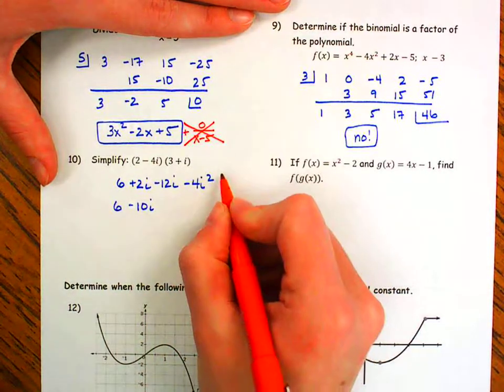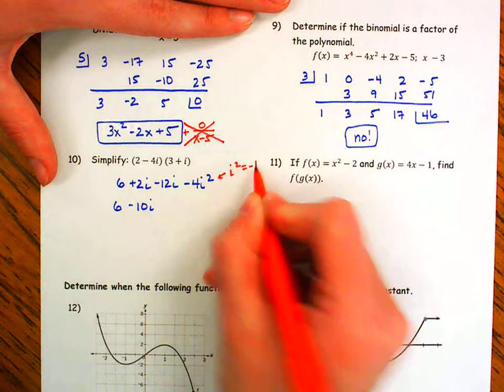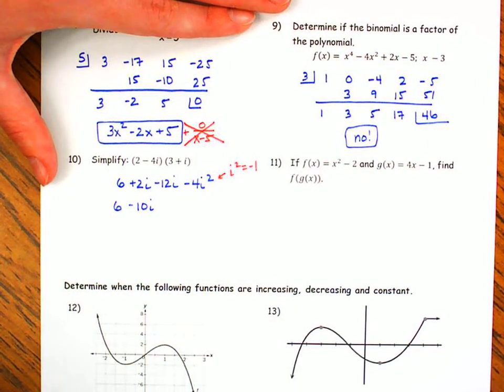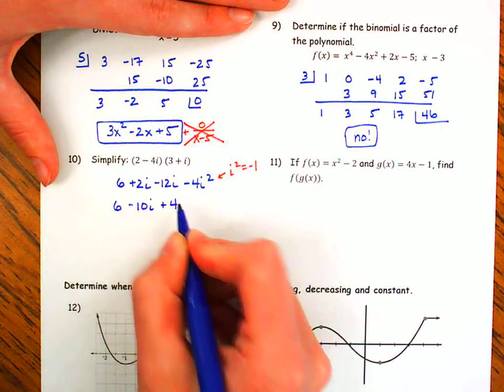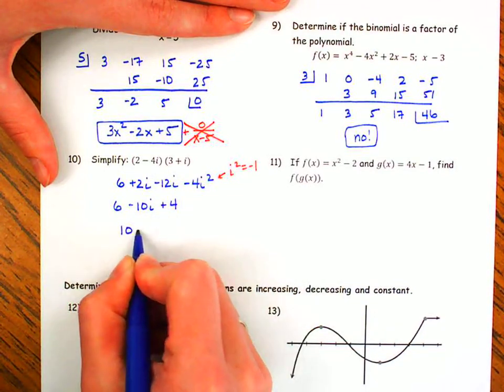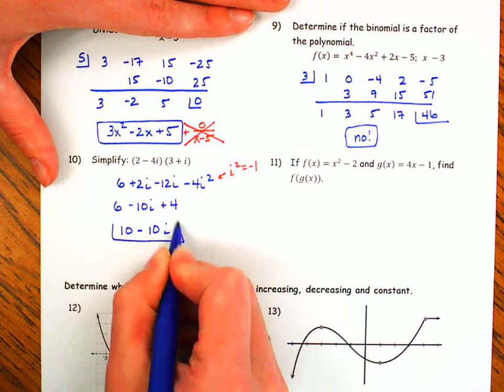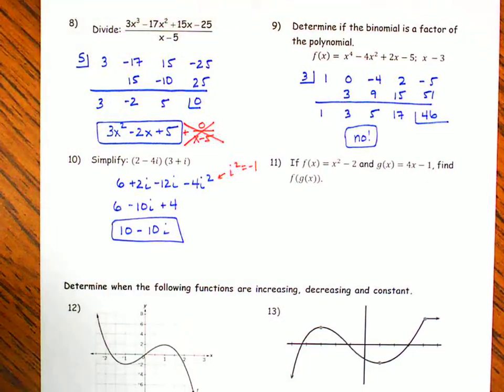Remember, i squared equals negative 1. So if I have negative 4i squared, it's negative 4 times negative 1. It's the same as adding 4. So now I can combine that 6 and that 4 to get my final answer. Okay.